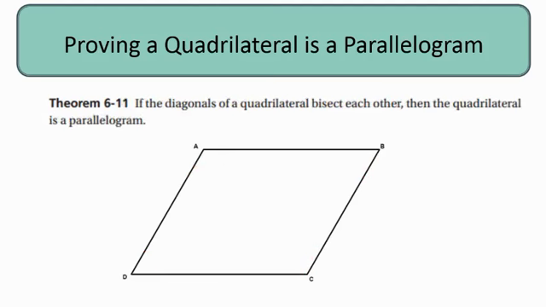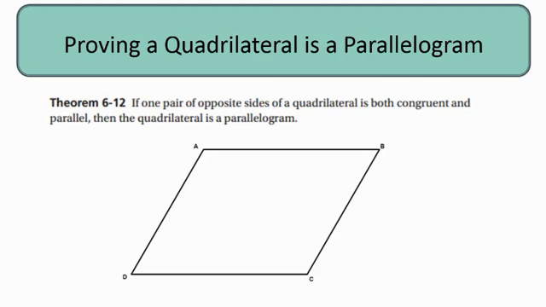If the diagonals of a quadrilateral bisect each other, therefore split each other into two equal parts, so this segment congruent to this segment and this segment congruent to this segment, then the quadrilateral is a parallelogram.